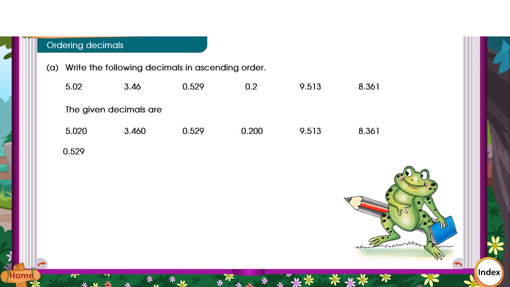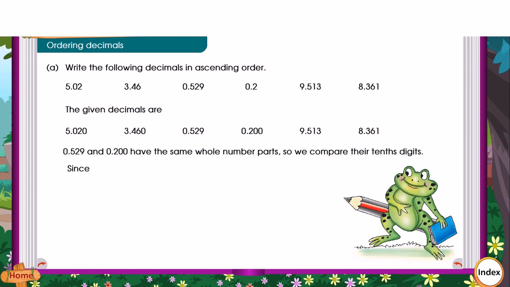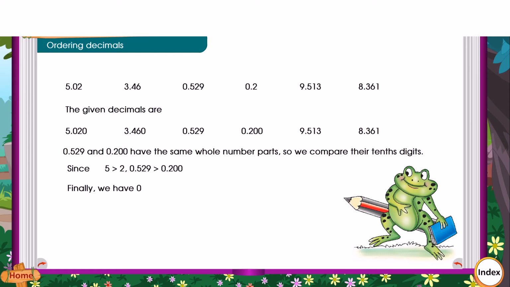0.529 and 0.200 have the same whole number parts. So, we compare their tenths digits. Since 5 is greater than 2, 0.529 is greater than 0.200. Finally, we have 0 less than 3, 3 less than 5, 5 less than 8, and 8 less than 9.